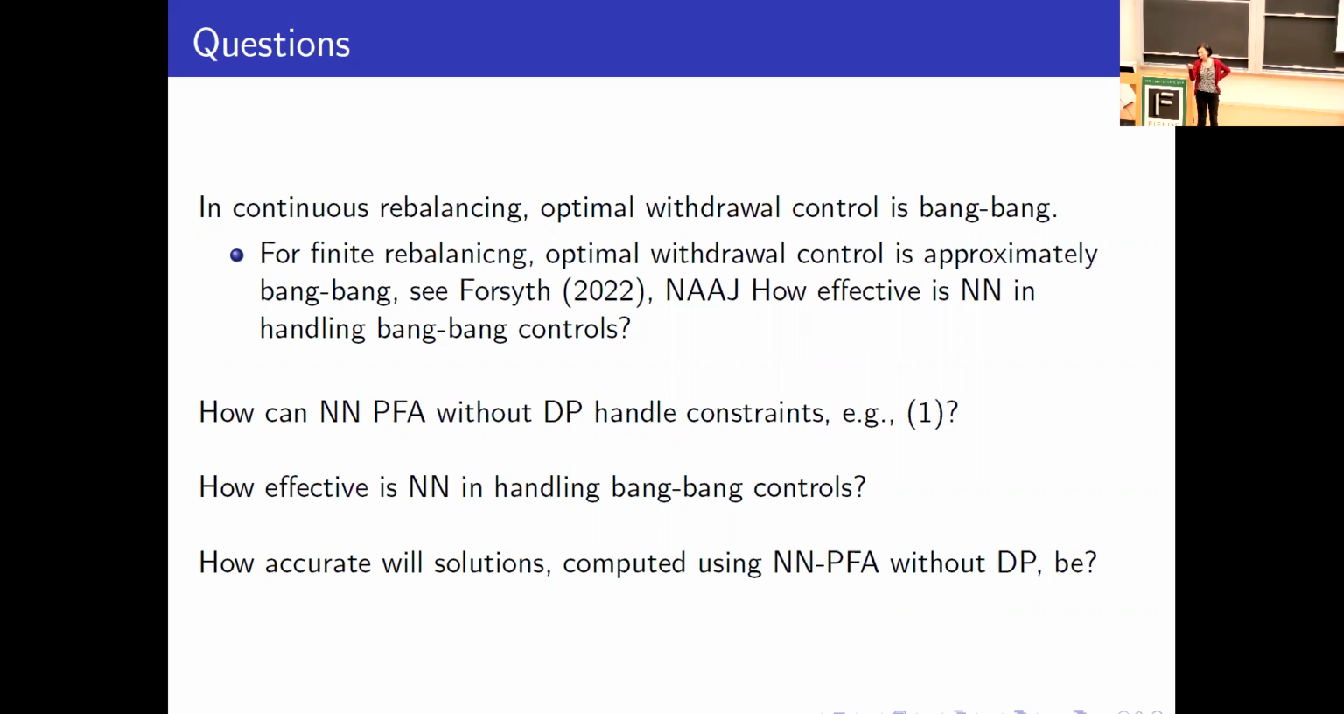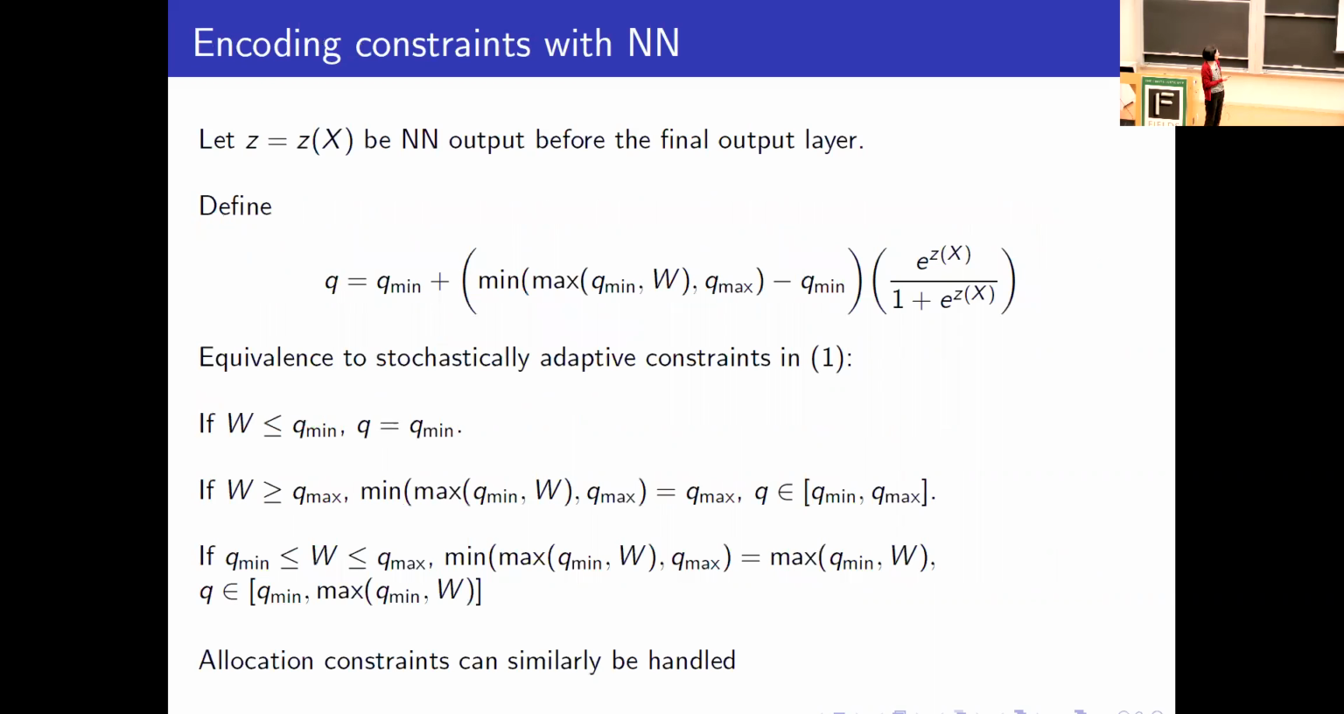And how do I handle the constraints? My constraint is stochastic and depends on the wealth, and the constraint interval is even different. How do I do that? How accurate will the solution be? It's a very simple way of trying to solve this complex problem. Can I get an accurate solution? That is also an important question we want to investigate.